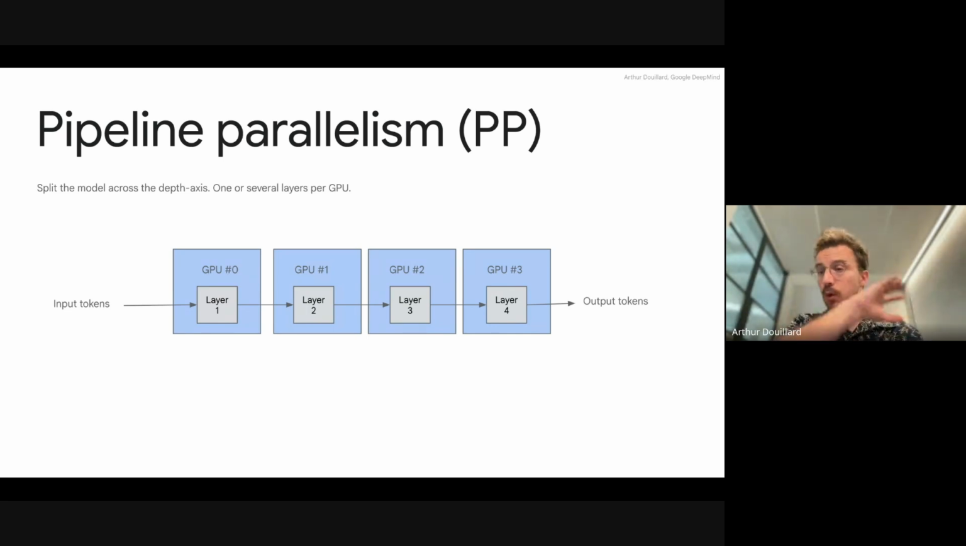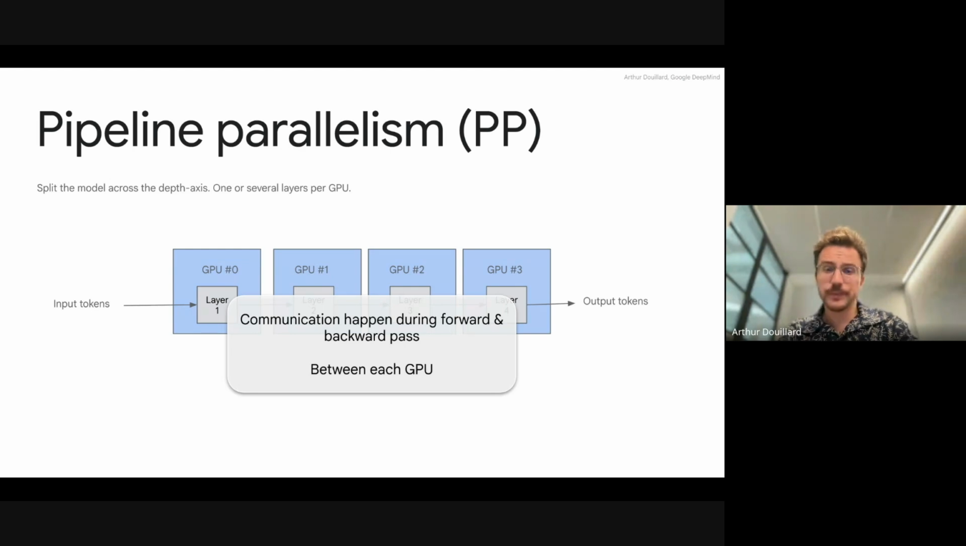So instead of storing the whole parameters on a single GPU, I give the input tokens to the first GPU, which processes the first layer. Then we output the tokens and transfer them from GPU 0 to GPU 1. This transfer requires communication. And we do it through all the layers to get the output tokens. Here the communication is very critical. There is a lot of communication, because the whole activation on the forward pass and the gradient on the backward pass are going to move between each GPU. If those GPUs are well connected, that may not be a problem, but we're going to come back to that.